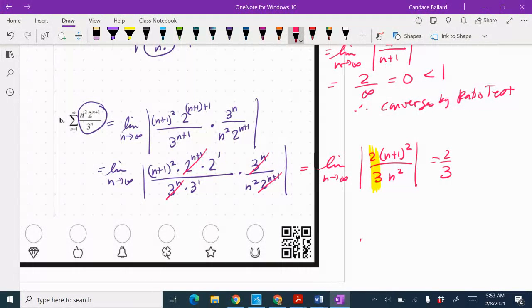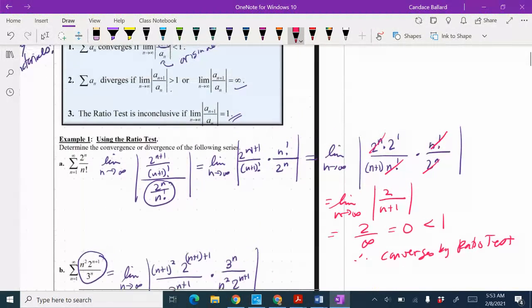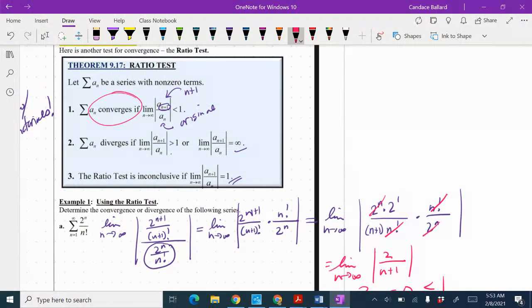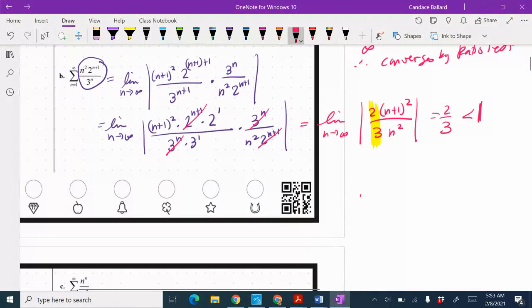less than 1. So remember, less than 1 means that I'm going to converge by the ratio test. So therefore converges by the ratio test.